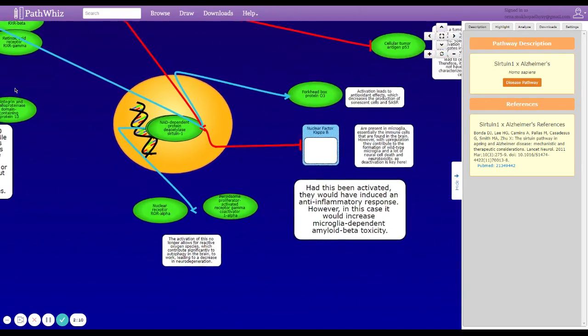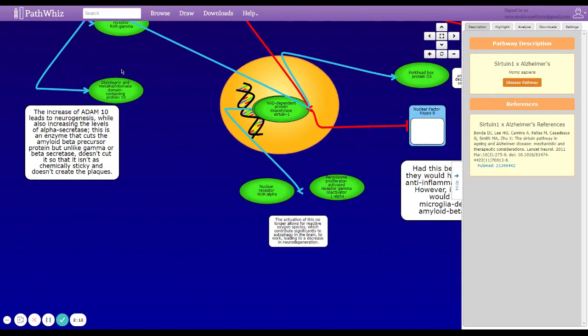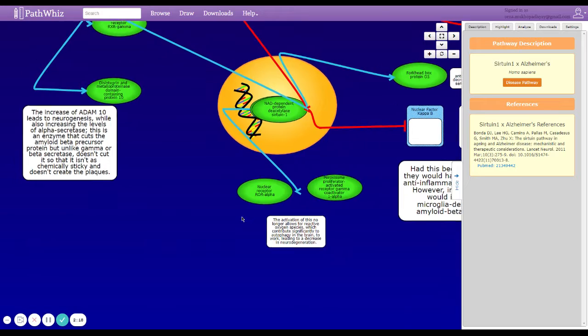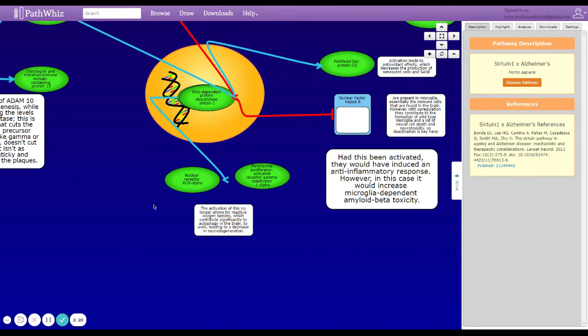So that means that this doesn't actually prevent the synaptic potentials from occurring, and neurogenesis does occur. Now we go on to peroxisome proliferator activated receptor gamma coactivator 1 alpha, which is another transcription factor, and this is activated by the sirtuin.